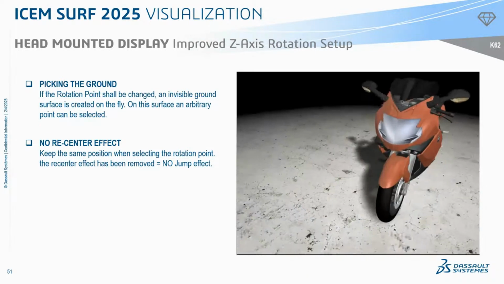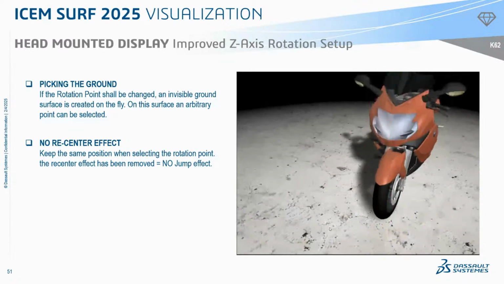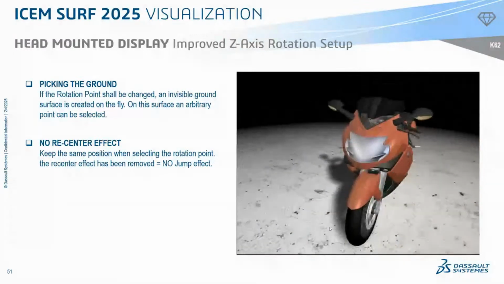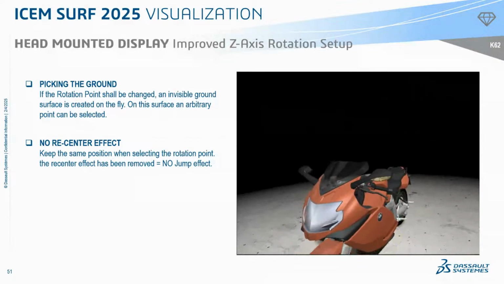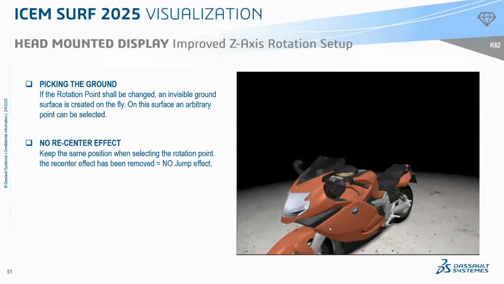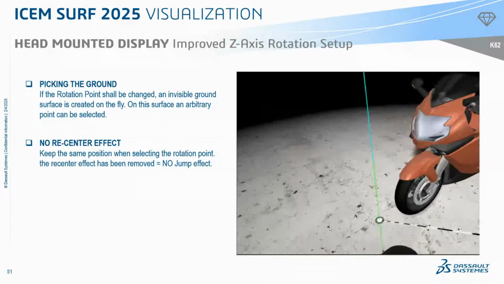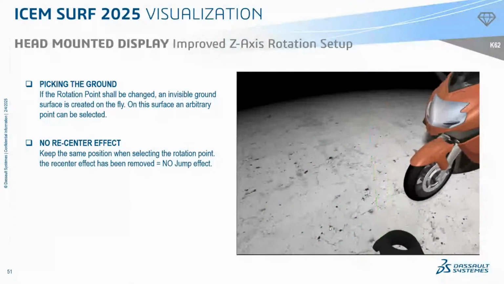I should also point out that you can do mixed reality in ICEM Surf if you have a mixed reality headset, something like the Varjo XR3 or XR4. You need to switch off the shaded background and then the mixed reality effect kicks in. So there's a little tip for you. Okay.